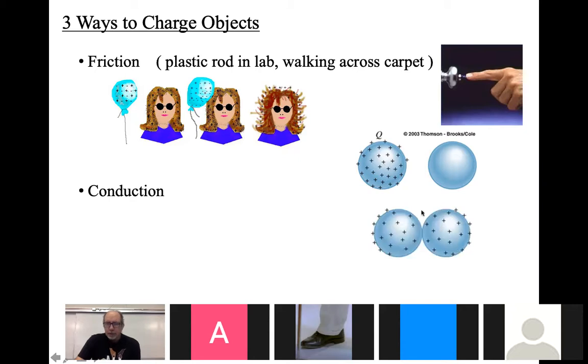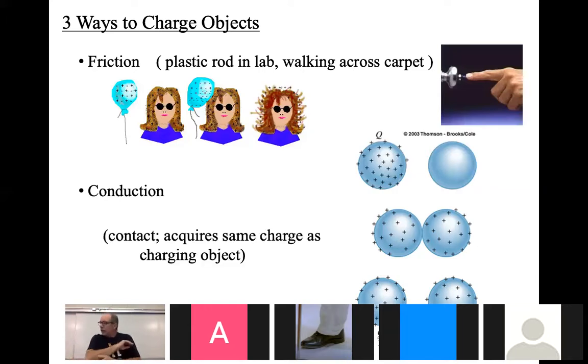Let's bring them together. Now, when they touch, charge transfer will occur, and these positive charges will distribute over the second ball. If the balls are the same size and of the same material, then they will split the charge evenly. So if this ball started out with positive Q, you'd end up with Q over 2 here and Q over 2 here. They split the charge evenly. And this is charging by conduction. It involves contact, and it acquires the same charge as the charging object.